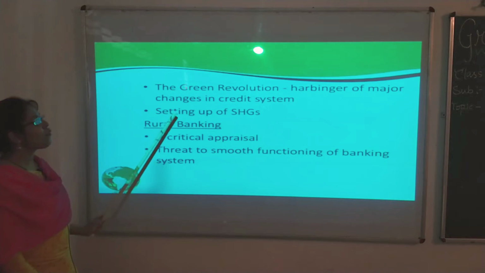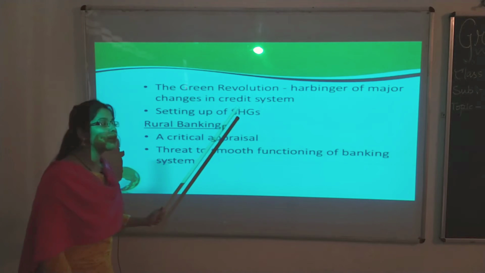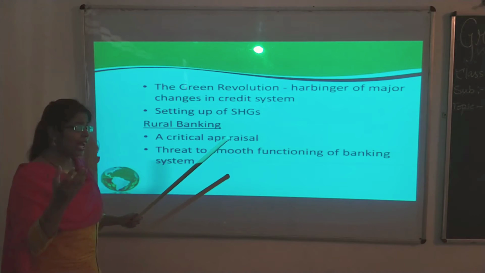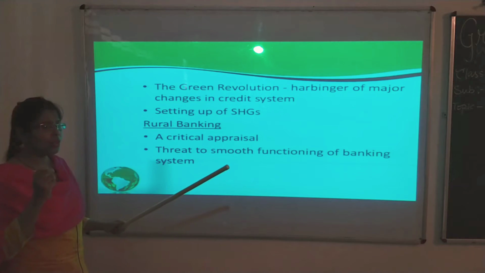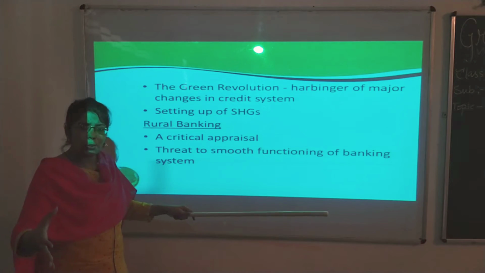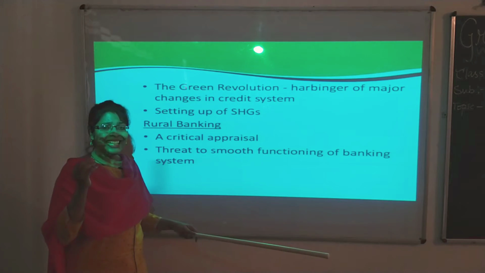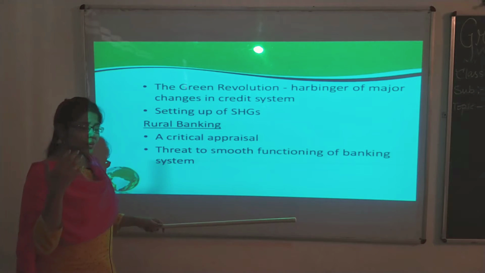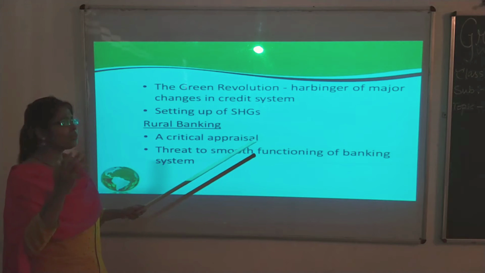Now setting up of SHGs, I have already discussed what is SHGs, self-help groups. Self-help groups means the groups which are meant for self-help. What happened in this, everyone is not earning too much, the earning is small. So the people form a small group and they save their savings, they invest their savings in that group, and in case if some need help, so at that time that saving is used. Everyone agrees and that saving is given to that person whosoever wants to use it. So this is what self-help groups are.